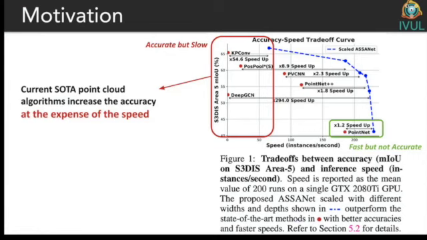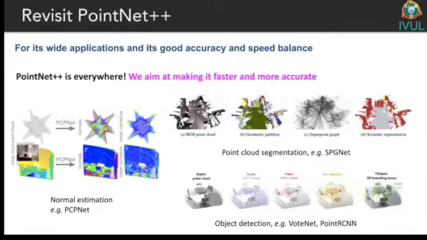In this paper, we focus on a point cloud processing architecture that can achieve a good balance between accuracy and speed. At first, we revisit PointNet++ for its wide applications and its good balance of accuracy and speed. PointNet++ has been used everywhere, like normal estimation, point cloud segmentation, and object detection. Our question is, can we make PointNet++ faster and more accurate, such that it will be beneficial for those downstream tasks?